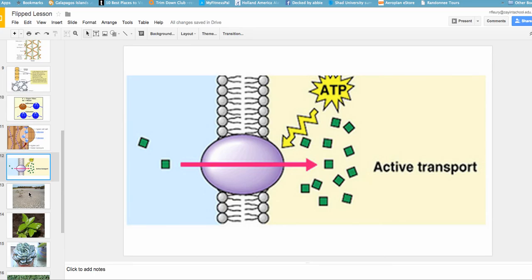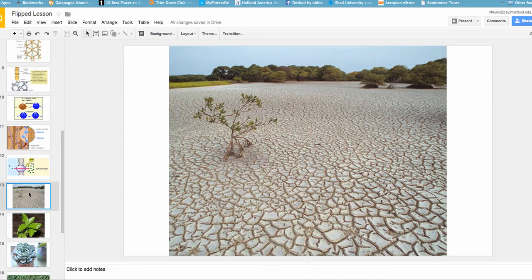So now I'm going to talk about some water stress habitats. Some examples are deserts, which have low precipitation and high temperatures. Also places which have high altitudes and also high latitudes because they have low precipitation rates.